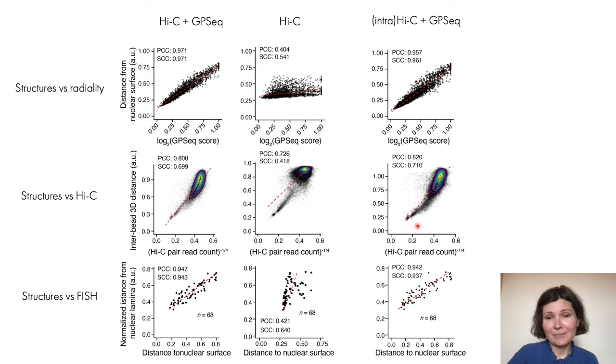And to our big surprise, but also big satisfaction, of course, they correlated very highly with our FISH data, again suggesting that GPSeq does a really good job in positioning contacts properly in the space of the nucleus and doing a good job in aiding in the reconstructions of the genome.